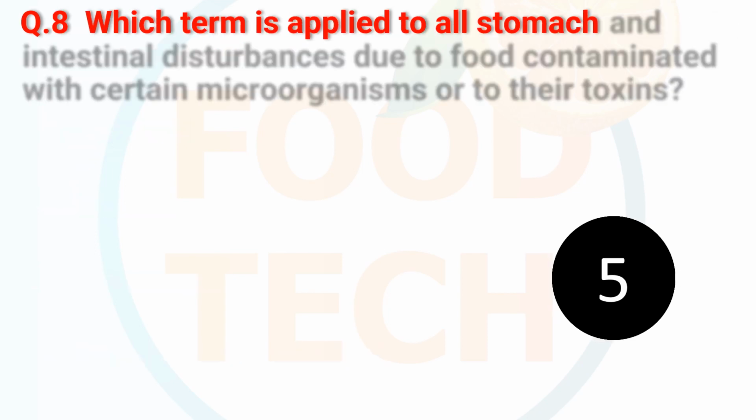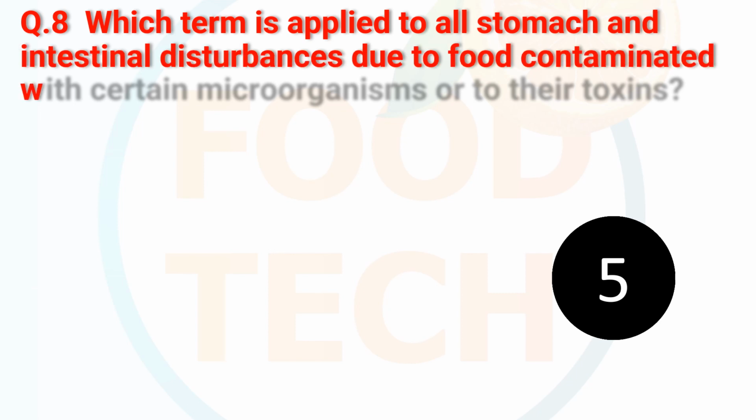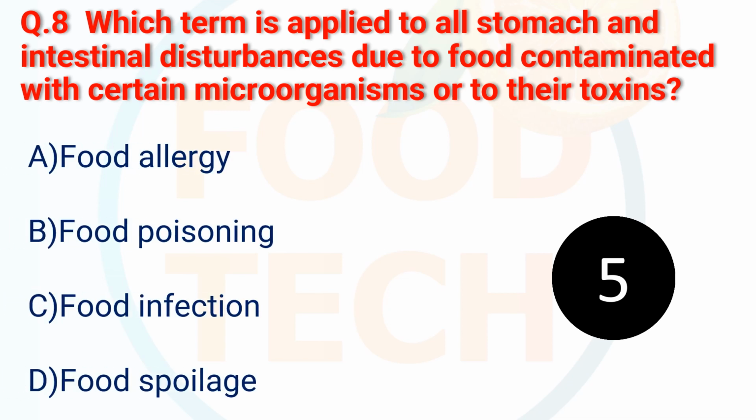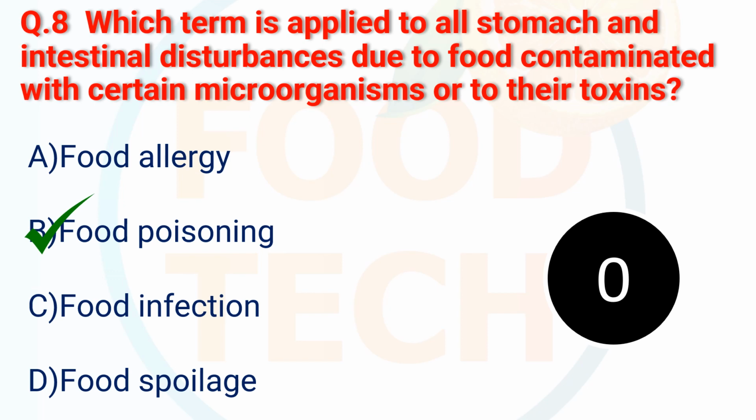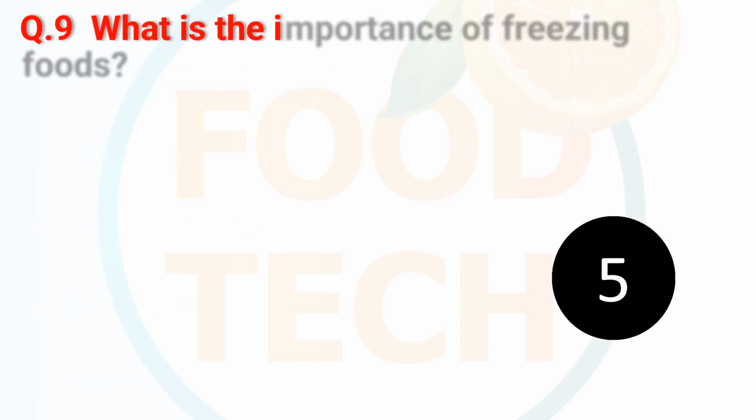Question 8. Which term is applied to all stomach and intestinal disturbance due to the food contaminated with certain microorganisms or their toxin? A. Food allergy, B. Food poisoning, C. Food infection, D. Food spoilage. The answer is food poisoning.